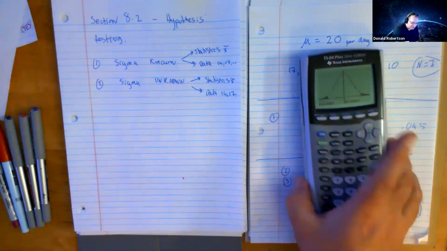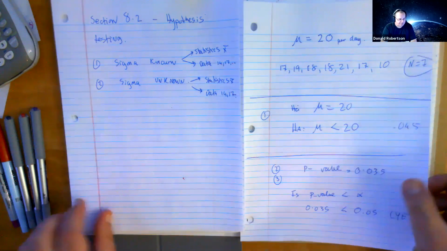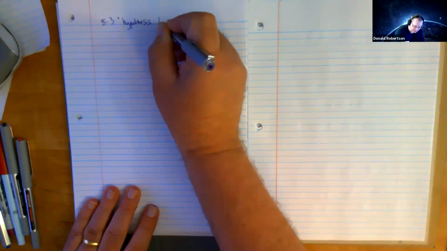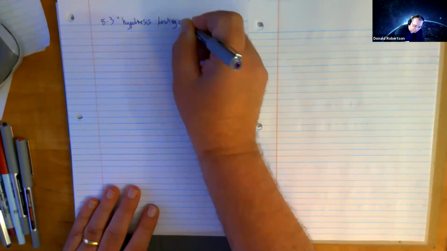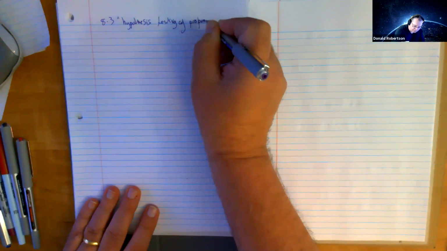And 8.3 is also hypothesis testing, but it's hypothesis testing of proportions, right? So we just finished hypothesis testing of a single mean. Now we're going to do 8.3, hypothesis testing of proportions. So there's going to be a story attached to these guys, right? So let's start with my first story.